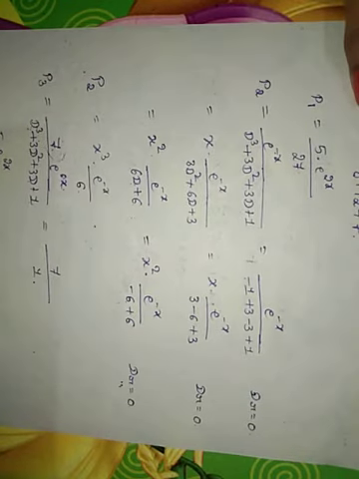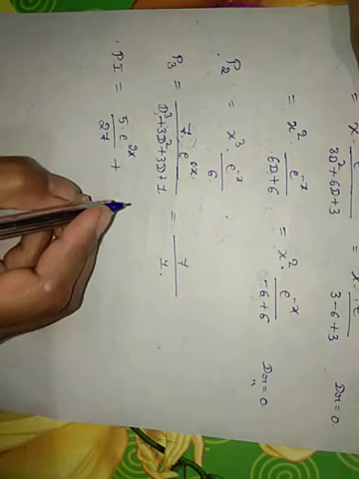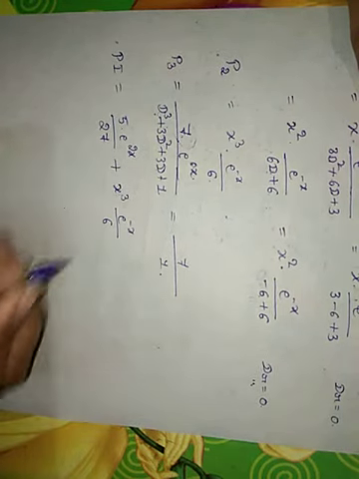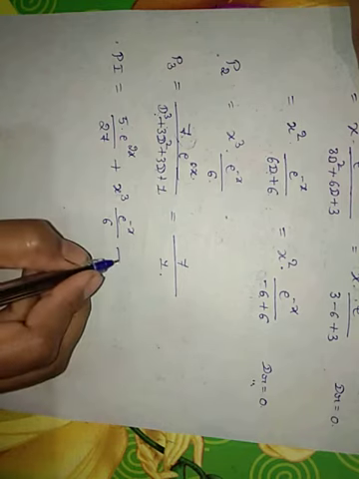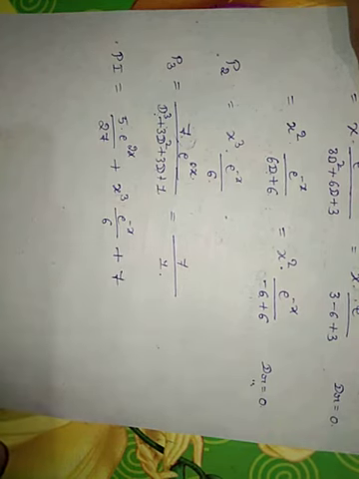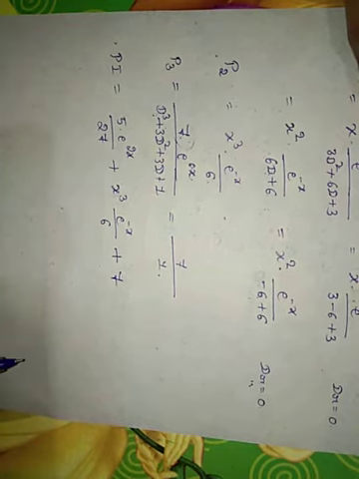P1 is 5 into e raised to 2x divided by 27, plus P2 is equal to x cube into e raised to minus x divided by 6, plus P3 is equal to 7. So that is the procedure of simplifying this example.